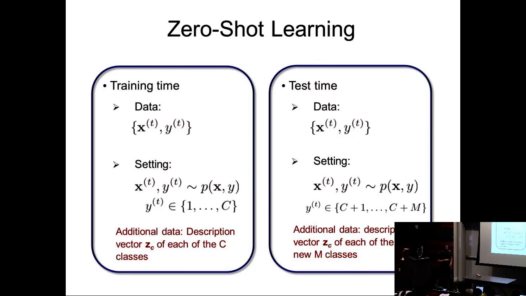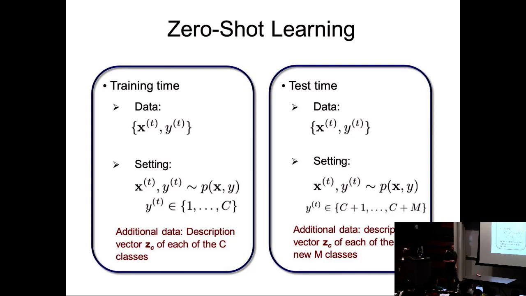And let's just look at this particular setting where you have additional data. What we're going to have is a description vector Z sub C of each of the C classes in the form of a text. I'll make it more precise as I show you examples of that. So you have some additional data that you have access to. Let's say it's text data or another modality.